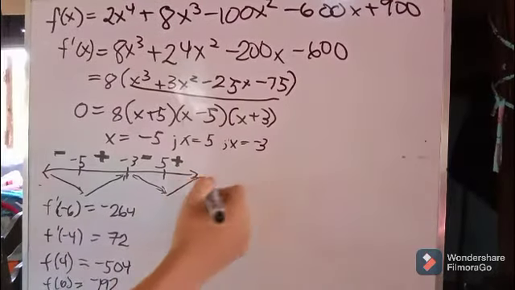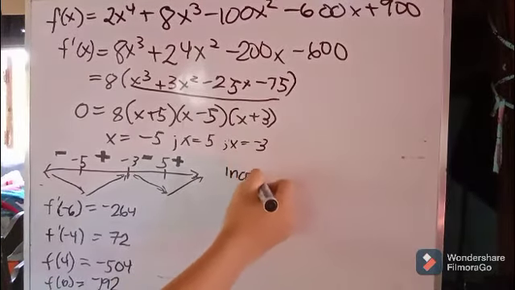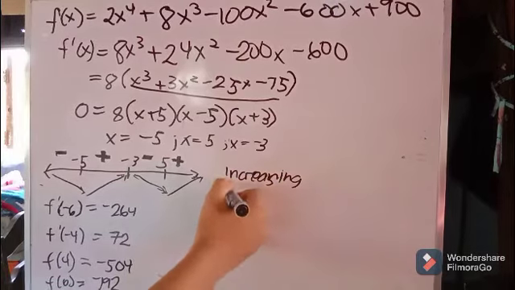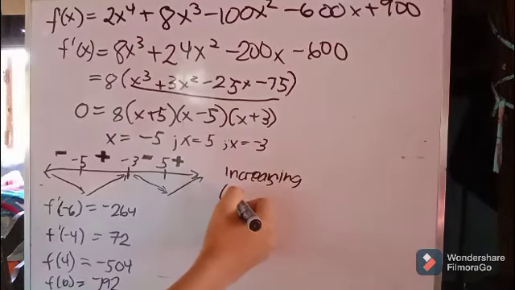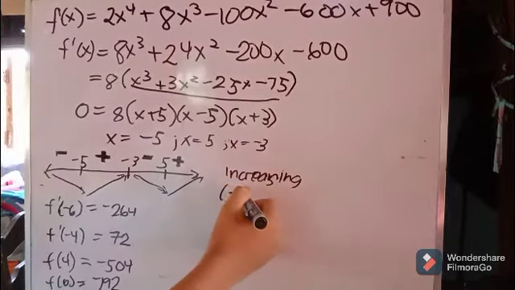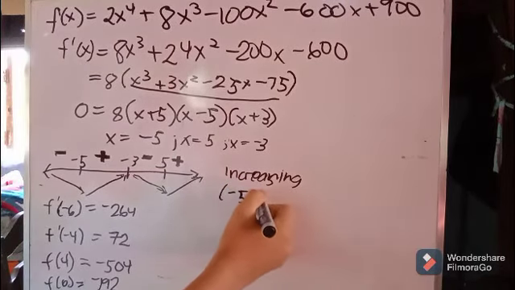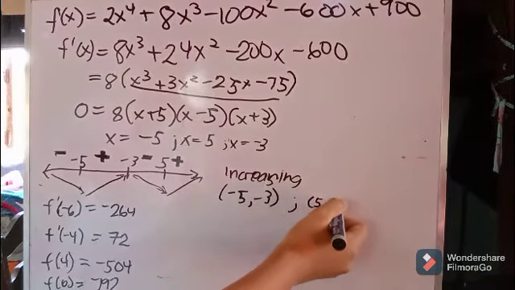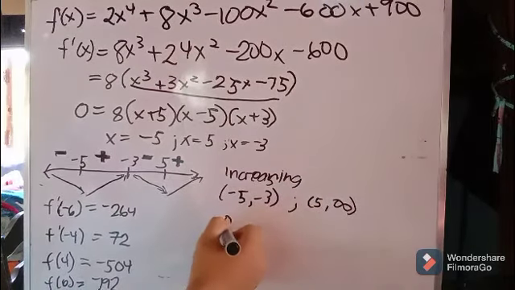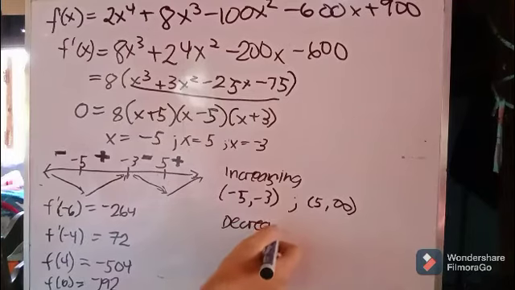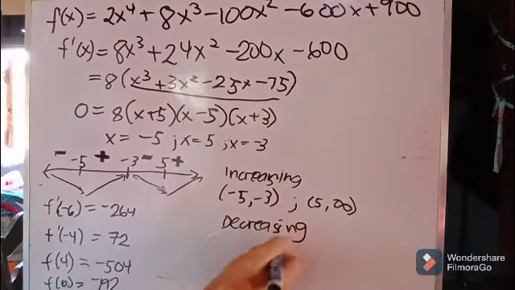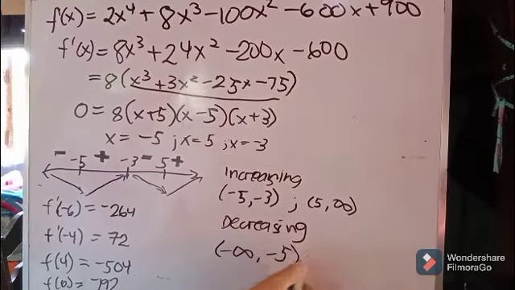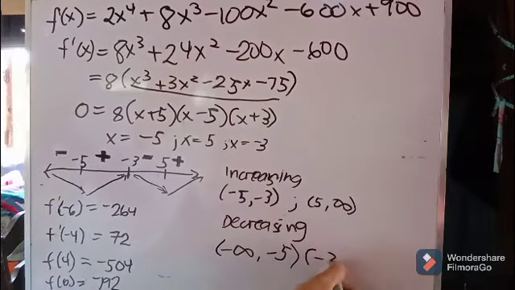So we can get the increasing points, which are negative 5 and negative 3, and also 5 and infinity. And for the decreasing, it will be negative infinity and negative 5, and negative 3 and 5.